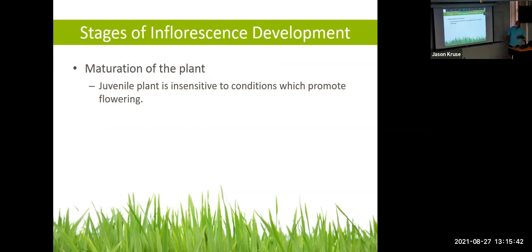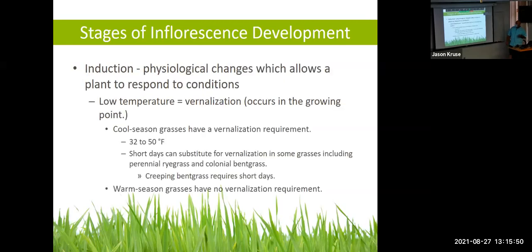Juvenile plants are insensitive to the conditions that promote tillering. Like I said, there are different stresses and things that will cause the plant to start producing flowers. Low temperature in some plants can cause flower production. Cool season grasses have a vernalization requirement that they receive temperatures as low as maybe 32 degrees over the winter while they're sitting in the soil to cause them to produce flowers the next spring.